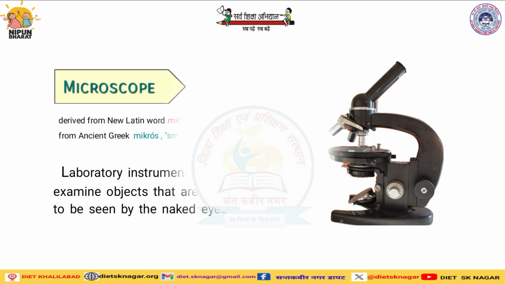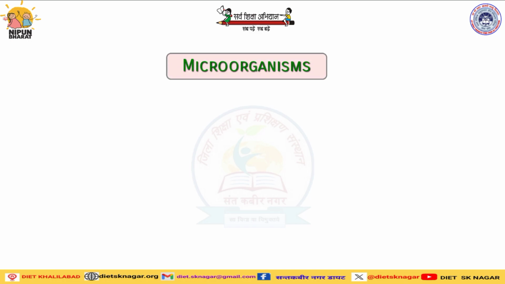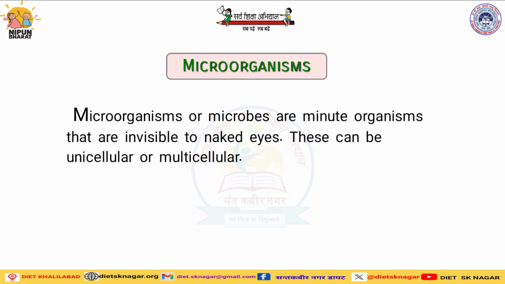So students, now our definition of microorganisms is ready. Microorganisms or microbes are minute organisms that are invisible to naked eyes. These can be unicellular or multicellular. Here students, I am using two terms, unicellular and multicellular. Here unicellular means when any organism is composed of a single cell, then we can call it unicellular. And when an organism is composed of multiple cells, then we can call it multicellular.